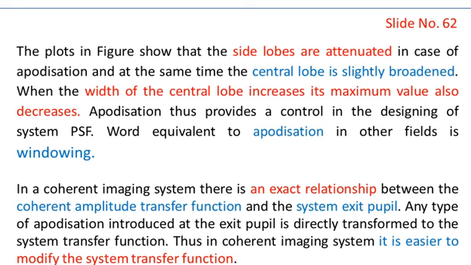Optimization thus provides a control in the designing of a system point spread function. The word equivalent to optimization in other fields is windowing. So you will encounter this word, windowing. Windowing means the same, that is, you are going to apply some optimization when you are using the word windowing. Windowing could be square, rectangle, circular, and other types of windowing are also possible.